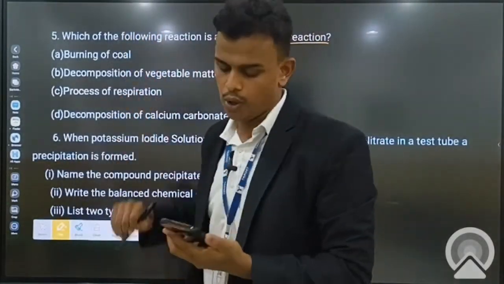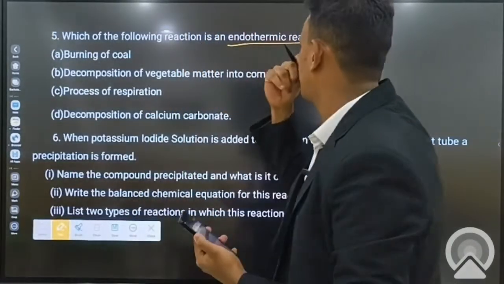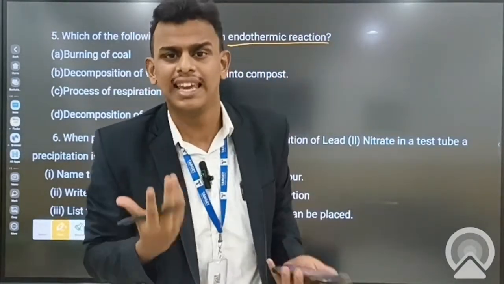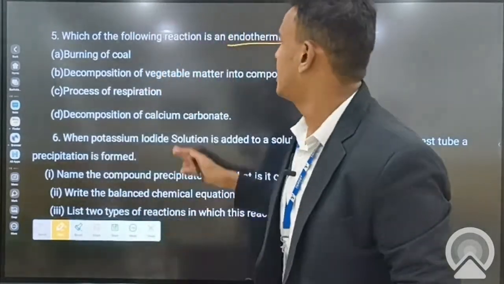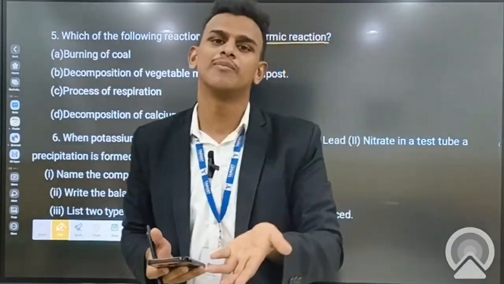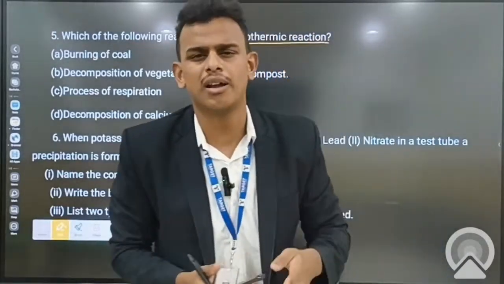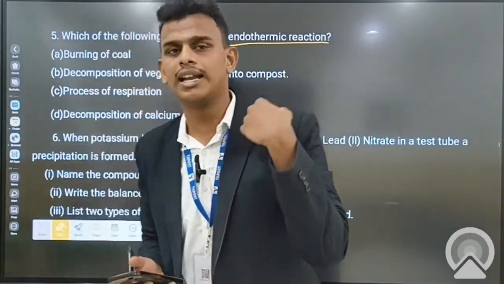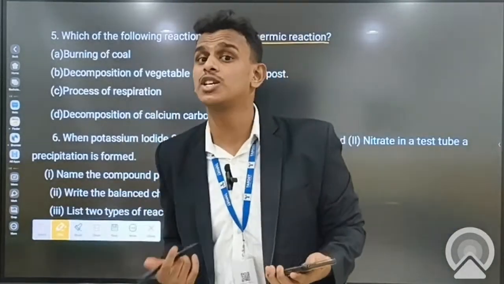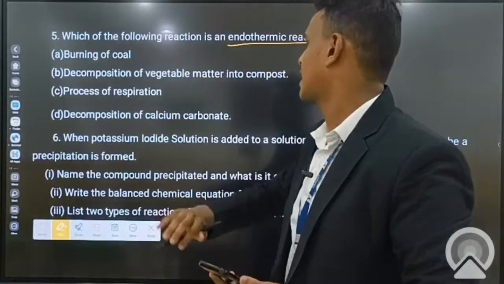Burning of coal. Coal means carbon. So burning of coal is not the answer, because after burning carbon you will get heat. It's exothermic. Next, decomposition of vegetable matter into compost. This one is also exothermic. I think you studied in that portion. If you have some biodegradable substance, its decomposition is exothermic. Process of respiration. After respiration, you will get some energy, heat. That is exothermic. Yeah, Mr. Unknown, B is the correct answer.